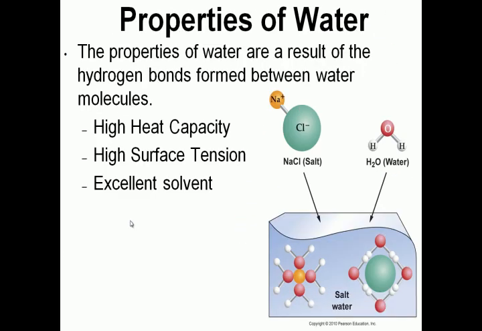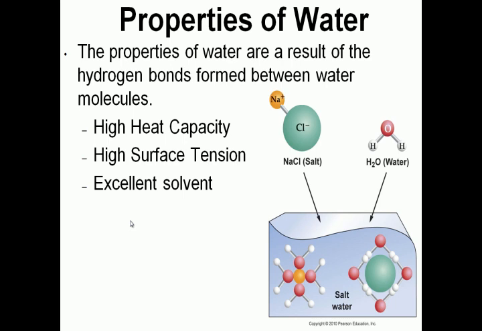Water has a high heat capacity. This means that you have to add a lot of heat to water before the temperature of water begins to change. This is because the first heat that's applied to water goes to breaking those hydrogen bonds that we saw in the previous slide. So you have to add quite a bit of heat so that those bonds break, and then the water molecules begin to move. And the faster those water molecules move, the warmer the temperature of the water becomes.